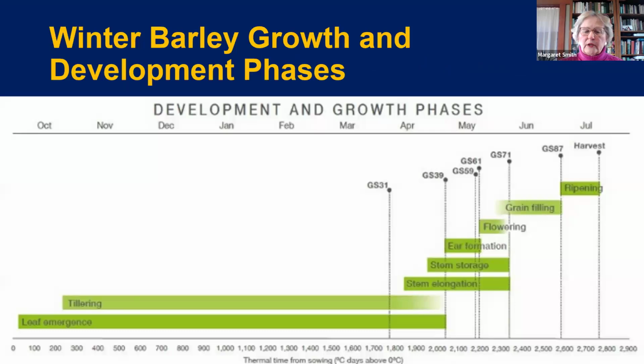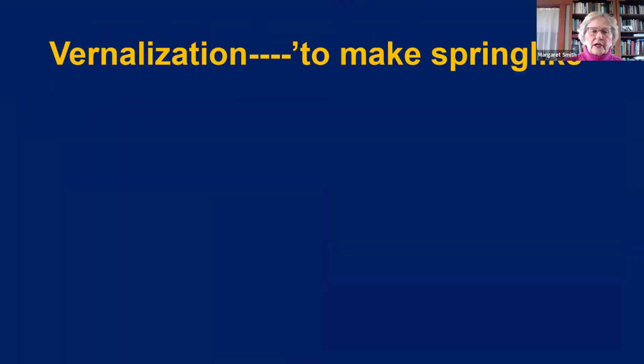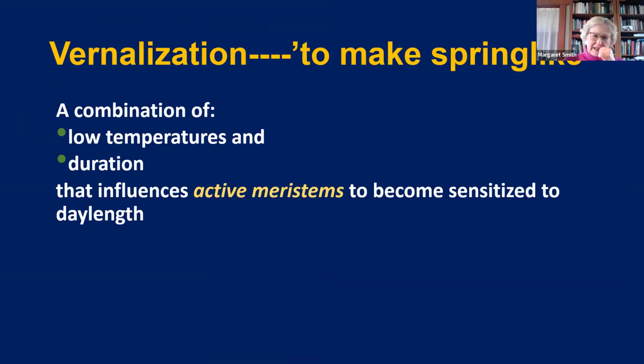So I'll go back. In a winter grain, we'll need vernalization in order for it to become reproductive the following year. And that happens sometime before growth stage 31. So let's talk about vernalization. Vernal means spring, of course, and vernalization is to make spring-like, to make a winter plant behave like a spring planted plant. So vernalization is a combination of low temperatures and the duration of those temperatures.